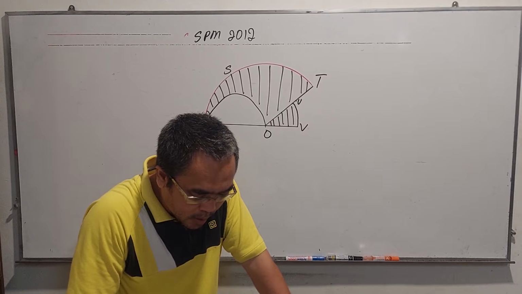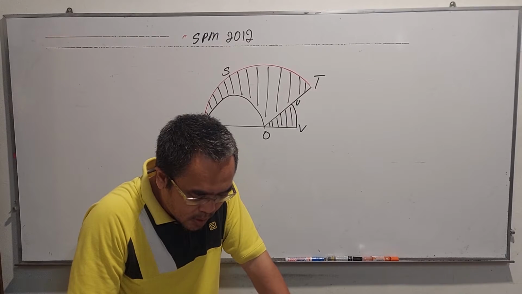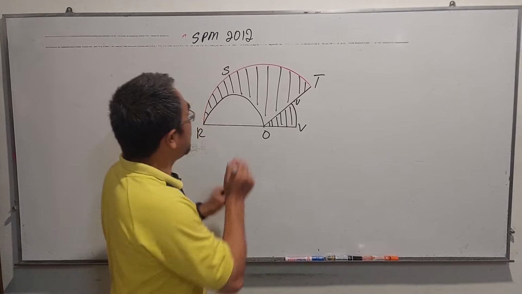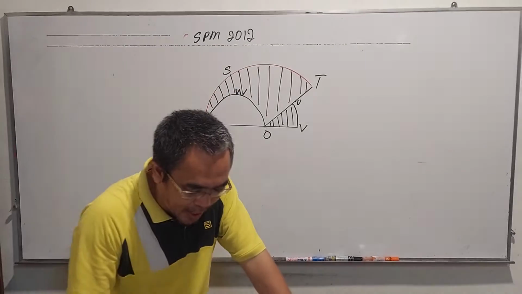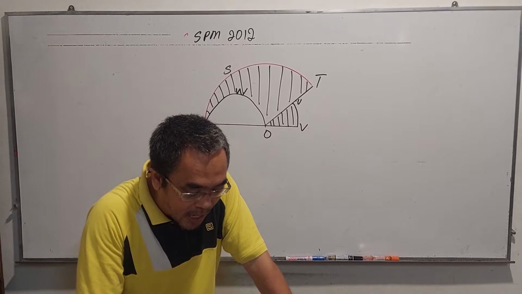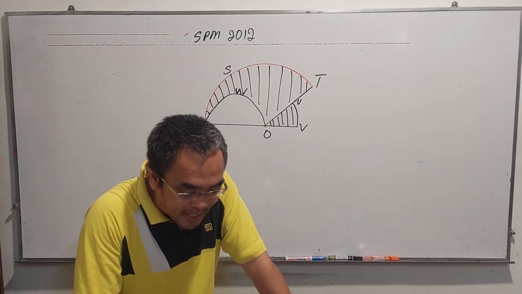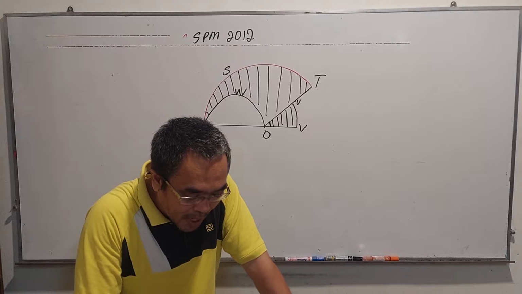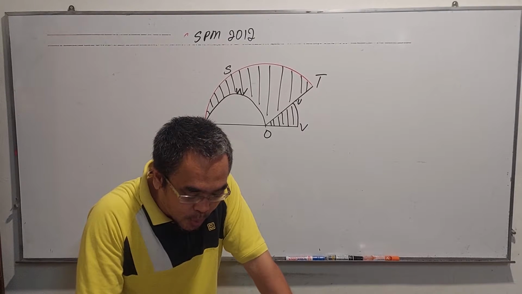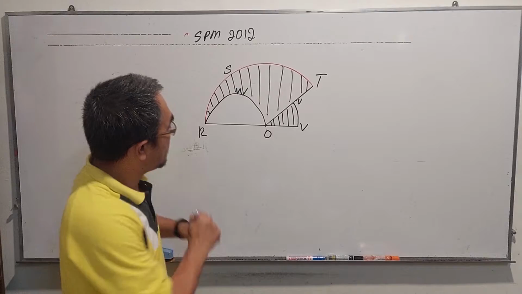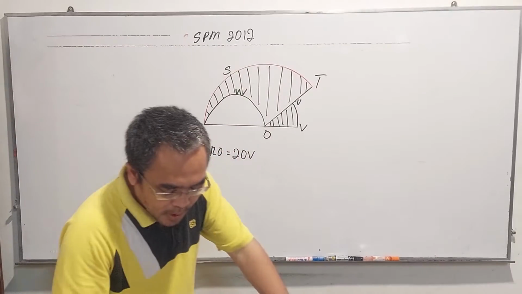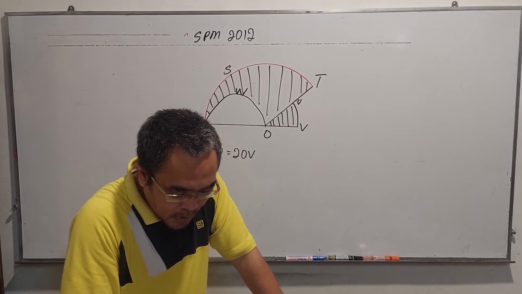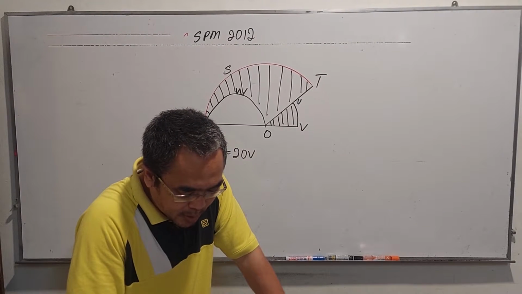RWO, where is RWO? Okay, I believe W should be here. RWO is not there, I cannot see W, but it says RWO is a semicircle with diameter RO, and RO equals 2OV. So take note, RO equals 2OV, and ROV and OUT are straight lines.